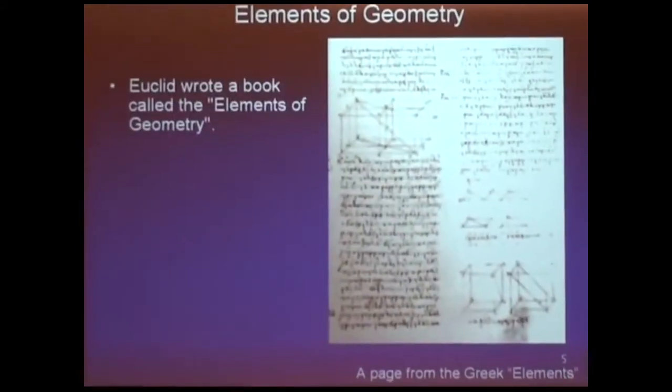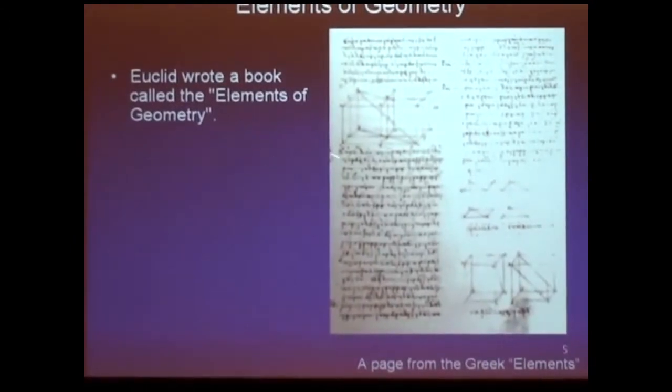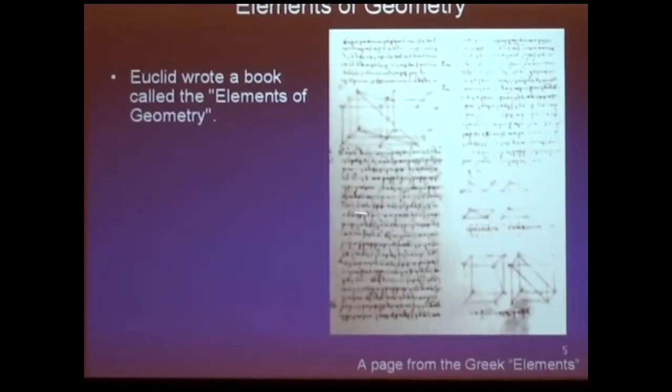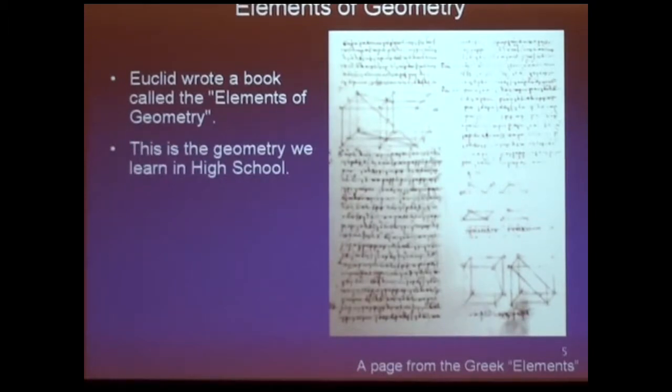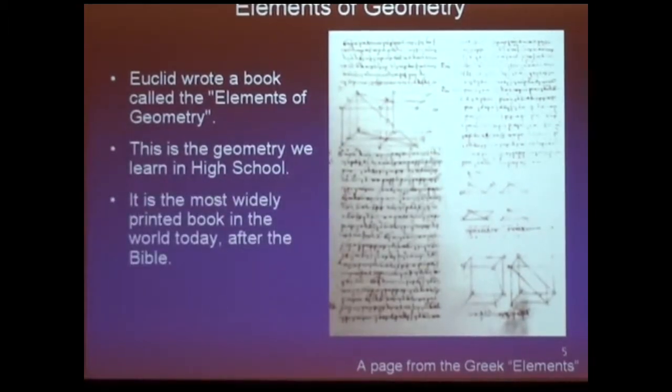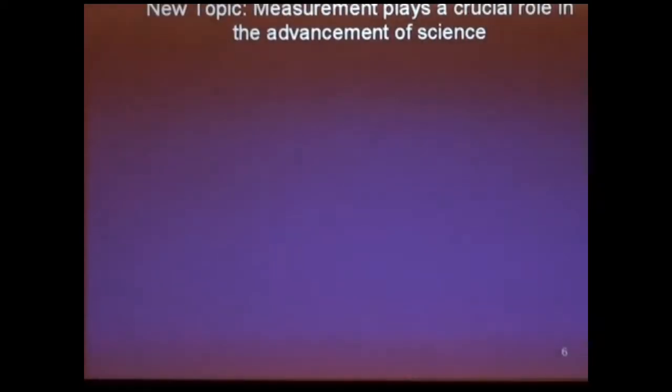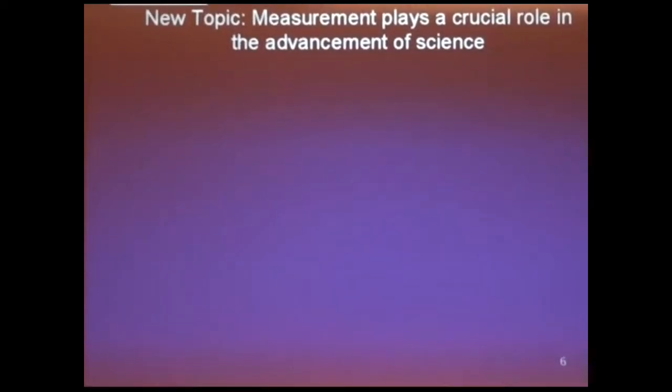So I want to talk about Euclid. Euclid wrote this wonderful book which you all use in high school, and his book has the proof of Pythagoras' theorem and many other wonderful things. It's called The Elements of Geometry, and in fact it is really the most widely printed book in the world today, right after the Bible, and very advanced in its thinking for the time.